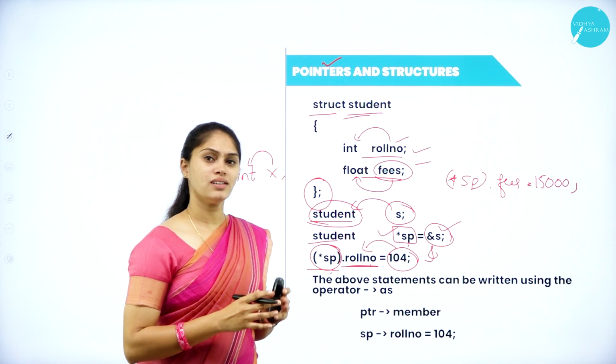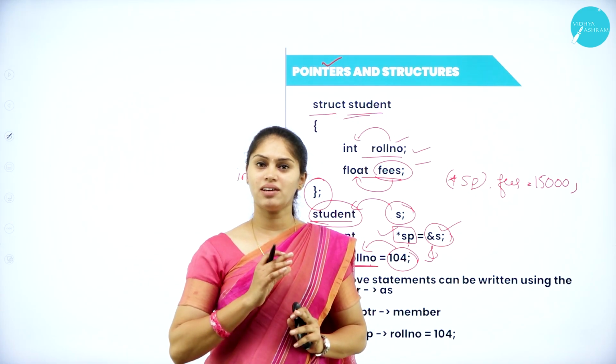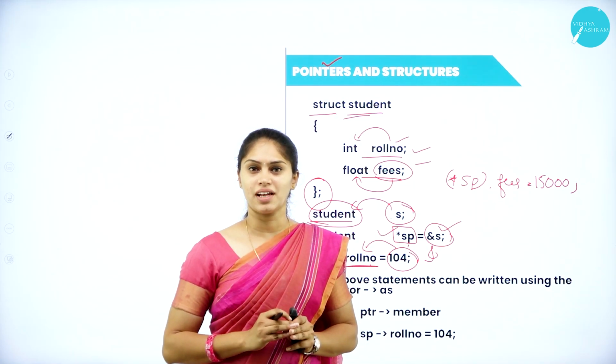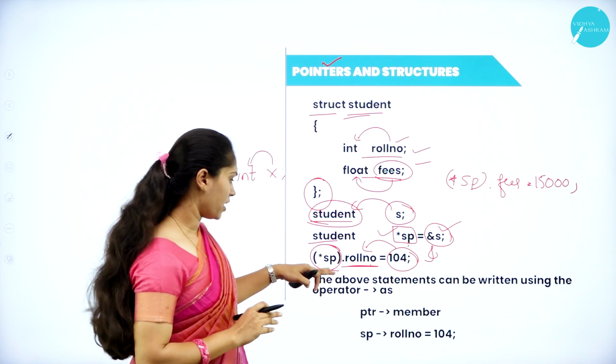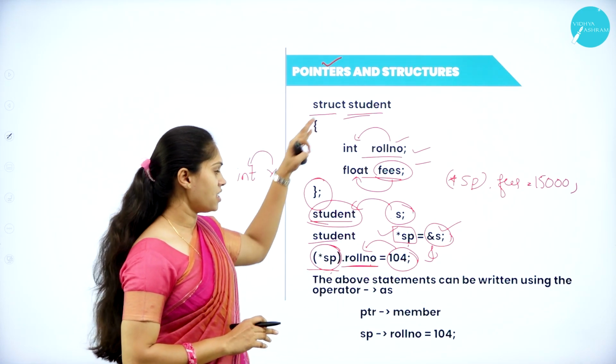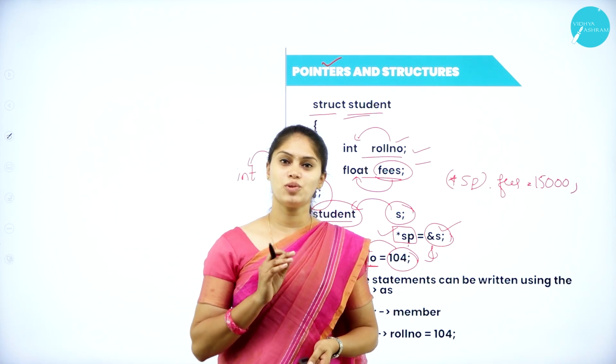So this is how pointers and structures are related to each other. A pointer variable will help me to hold the address of a structure variable. With the help of this pointer variable, I can access the variables or members of this structure. Okay, so this is regarding today's session.